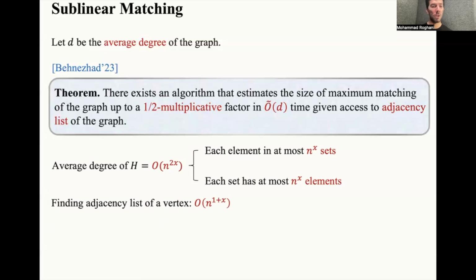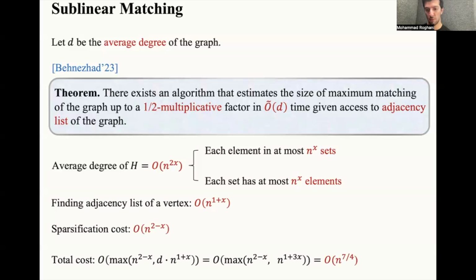So finding the adjacency list of a vertex costs n to 1 plus x. That's because for each element we can query all the sets that it contains. It's going to be n to x, and for each of them we can query all their elements, which costs at most n to 1 plus x. And we know from previous slides that the sparsification cost is going to be n to 2 minus x. And so the total cost, if you write down all these constraints that we have and optimize for x equal to 1/4, we get order of n to 7/4.